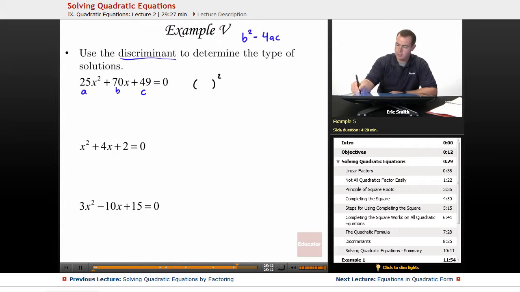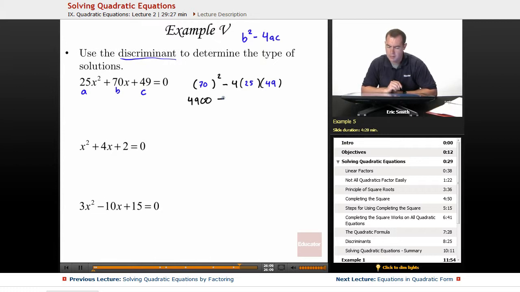So I'll have b squared, which is 70, minus 4 times a times c. Alright, if I look at 70 squared, 7 times 7 is 49. I have some zeros in there. And then 4 times 25 would be 100. 100 times 49, 49. And so what I'm getting for this first discriminant is that it's all equal to 0.